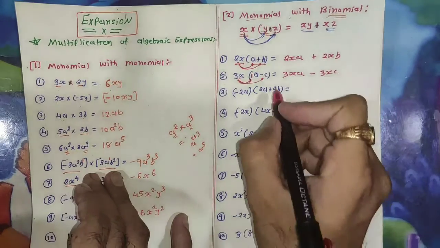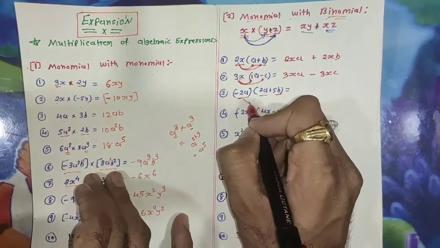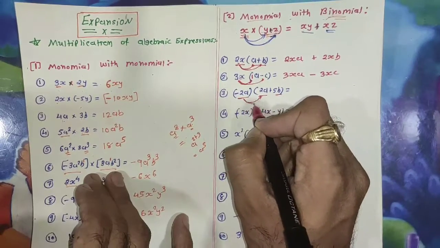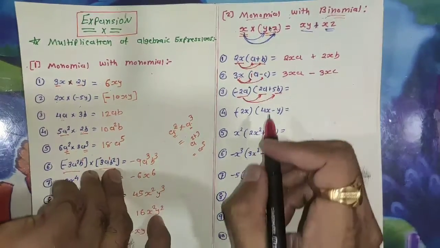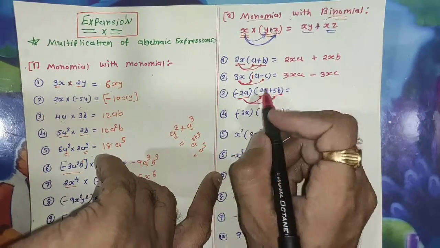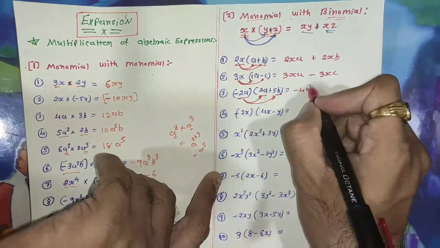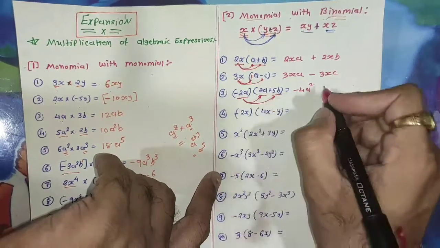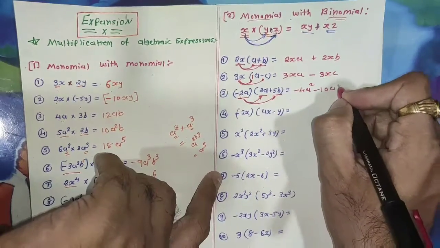Now this is a monomial, this is our binomial, two terms are there. So multiply this term with the first term, then put the plus sign, and again multiply this minus 2 with this 5a. So we can simply multiply this minus 2 with this minus 2a. So minus 2 into 2, it's minus 4a into a square. Minus 2 into 5, so it's minus 10, a into b, ab.